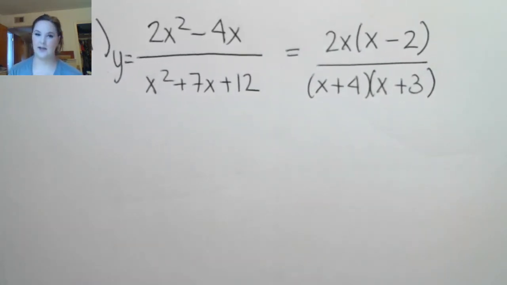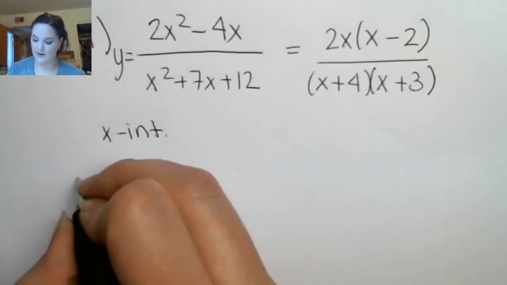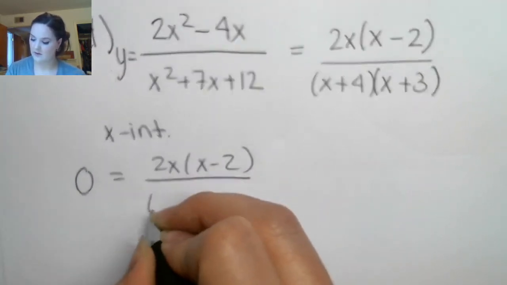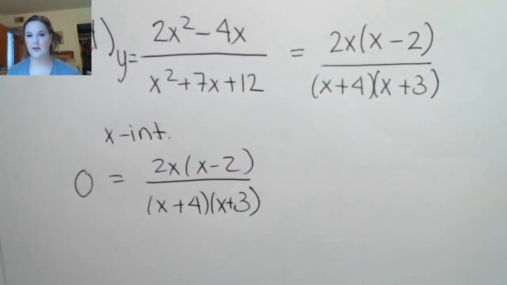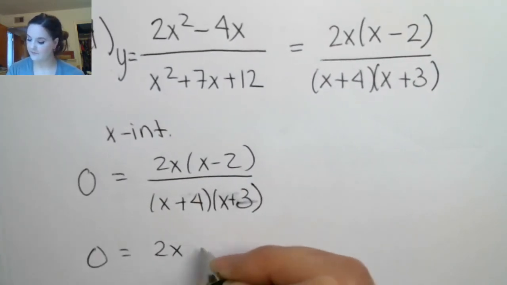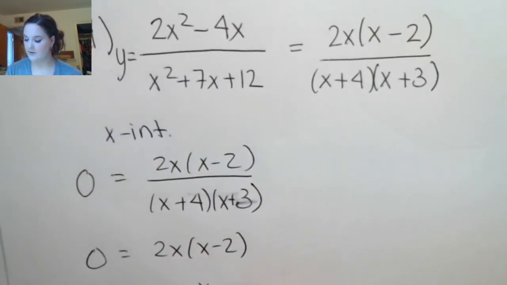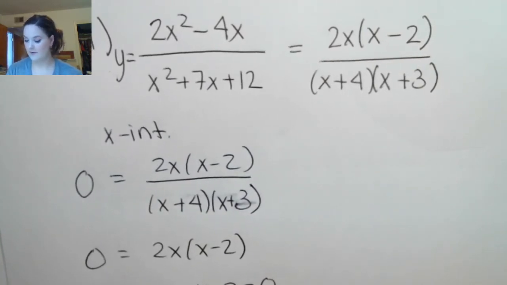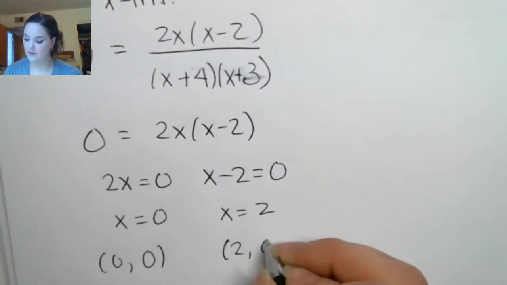the x-intercepts and the vertical asymptote. So here I'm going to find the x-intercept. I'm going to set y equal to 0. Like I said, because you're trying to solve an equation, the factored form is better for this. I'm going to get two solutions, one from each factor being 0. So I have two intercepts, 0, 0, and 2, 0.